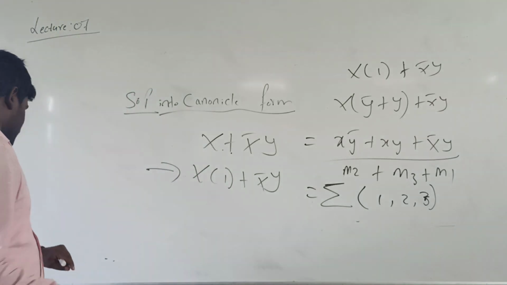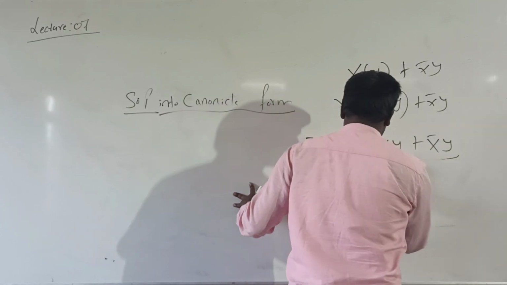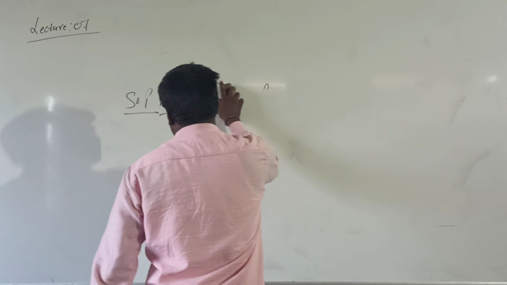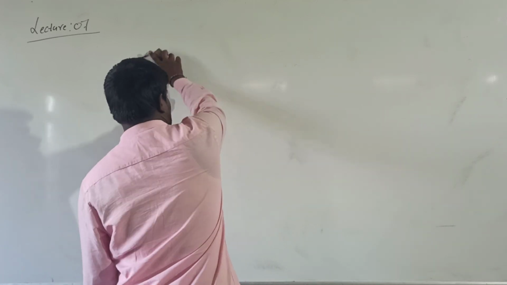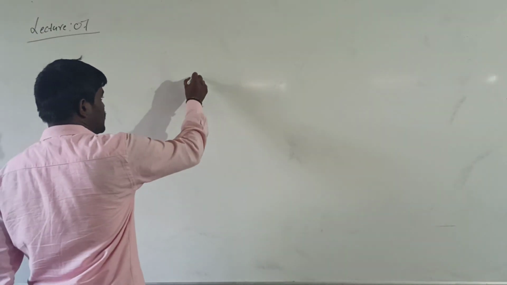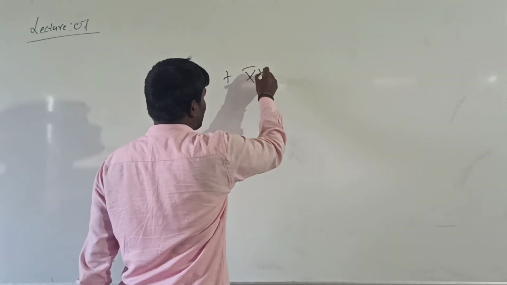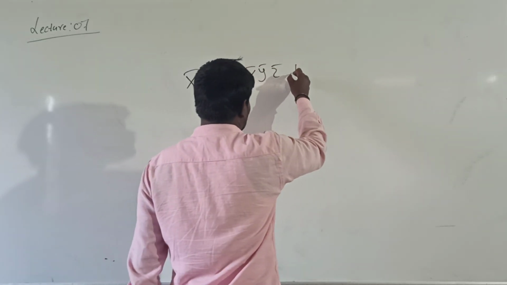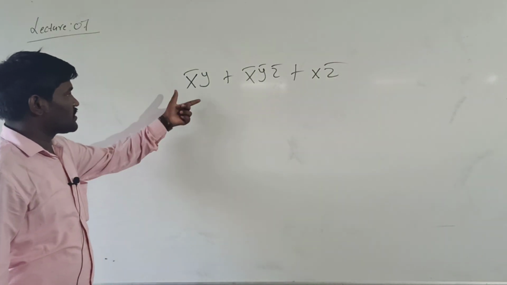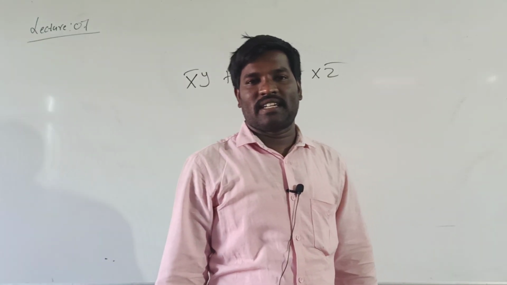Next example. It is very easy, and once or twice in the exam they have asked it for 3 marks. See here, x bar y plus x bar y bar z bar plus x z bar. This is the sum of product. Now we can convert this to the canonical form.